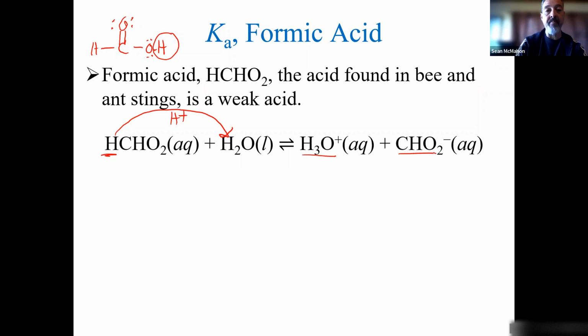So the formate. If I look at this, this is donating the proton. This is accepting. So water is my Bronsted-Lowry base. And this is my weak acid, the formic acid. And then the formate is my conjugate base. And the hydronium, once the water accepts the proton, the base becomes my conjugate acid.